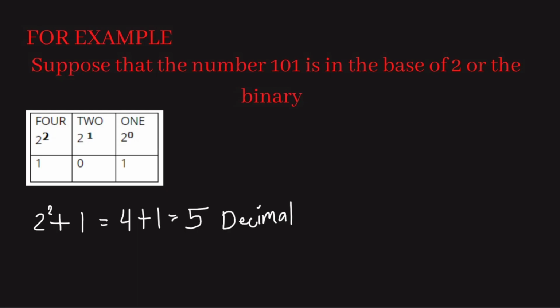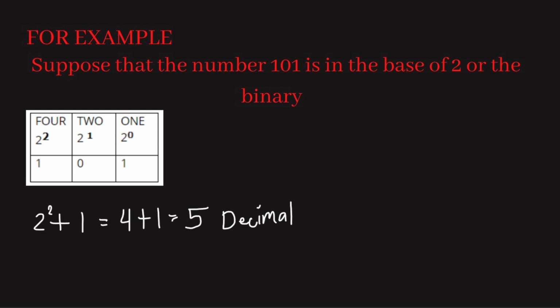For example, suppose that the number 101 is in base 2, or binary. Here we have 101 and its place values of 2 to the power of 0, 2 to the power of 1, and 2 to the power of 2. Here, we are going to convert the binary to decimal. First, 2 to the power of 2 times 1. The 0 position cannot be multiplied. And the next one is 2 to the power of 0 times 1 equals 1.